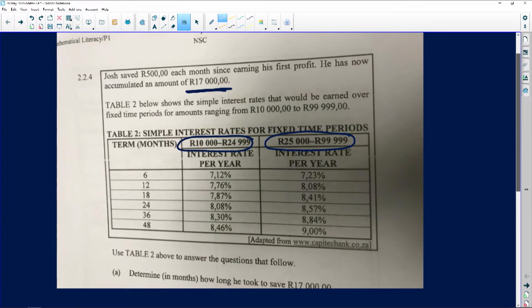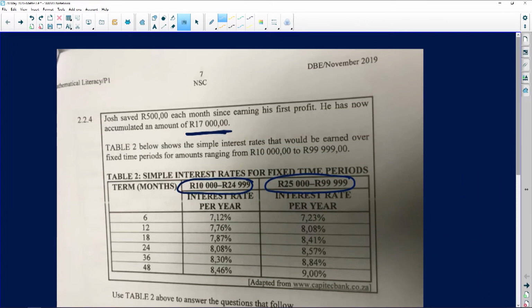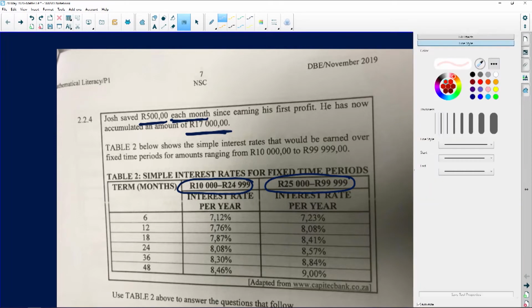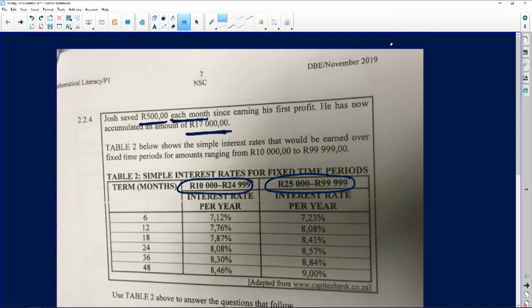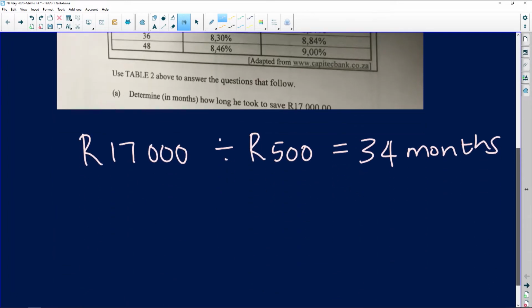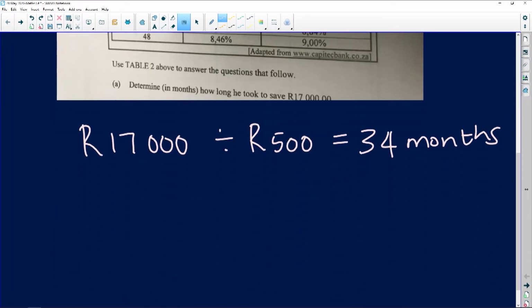Why is it 34 months? Let's double check. It says that he saved 500 Rand each month. That's how we know that the duration we are going to be using is 34 months. So now we've got the duration. They didn't ask for years, they asked for months. So we've got the 34 months. Let's go to the next question.